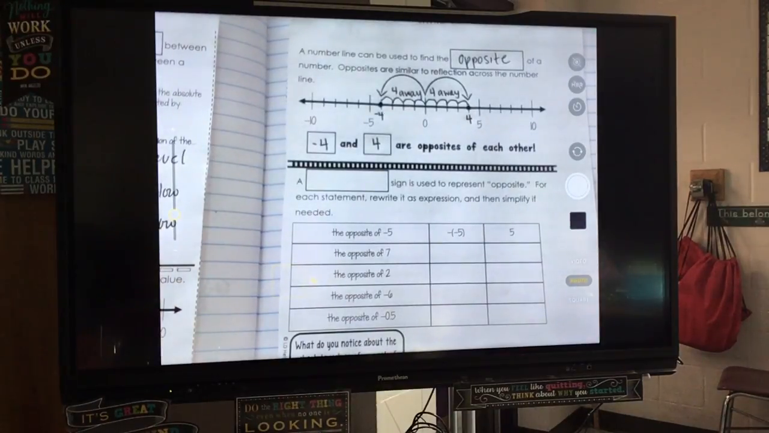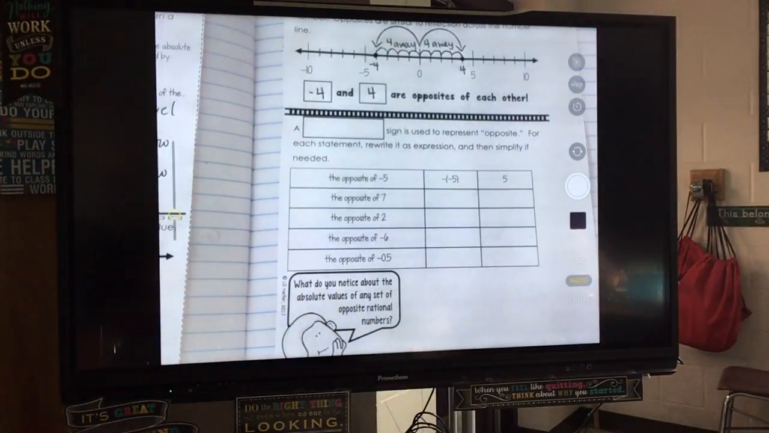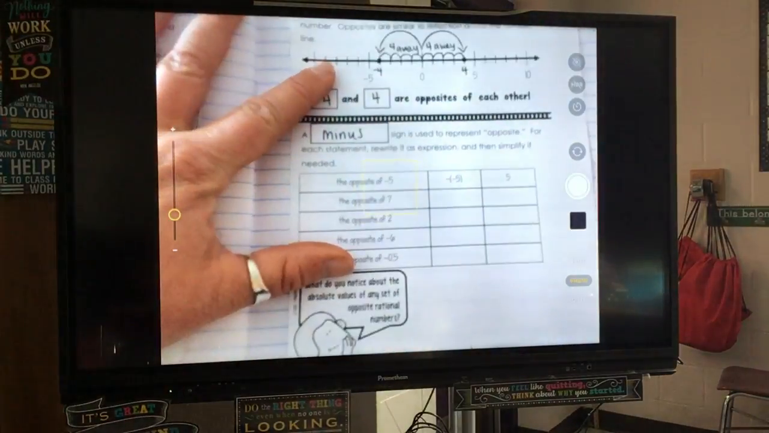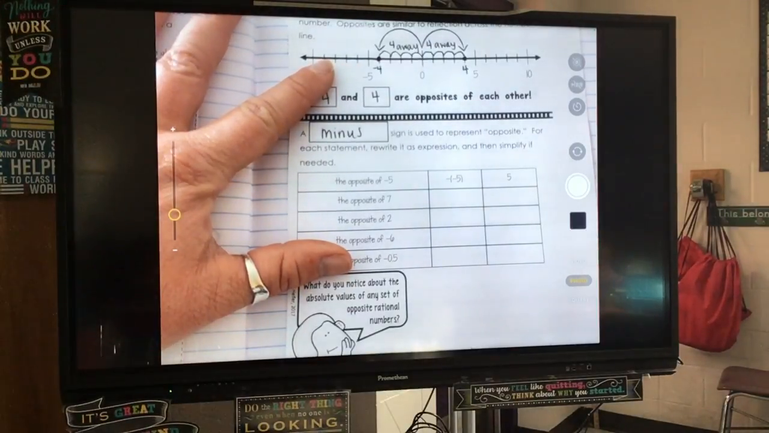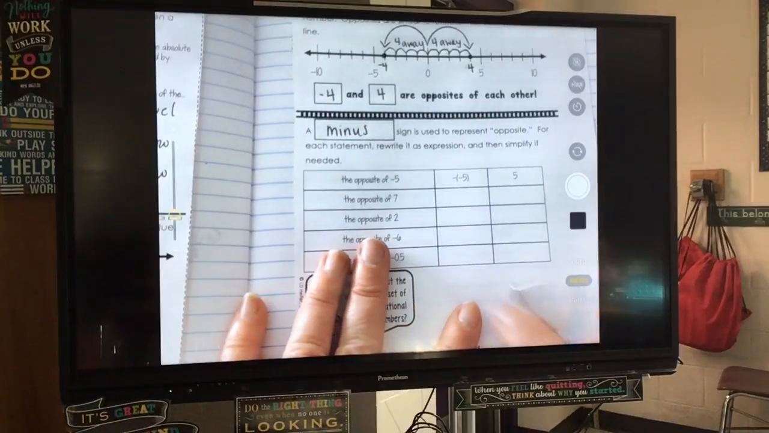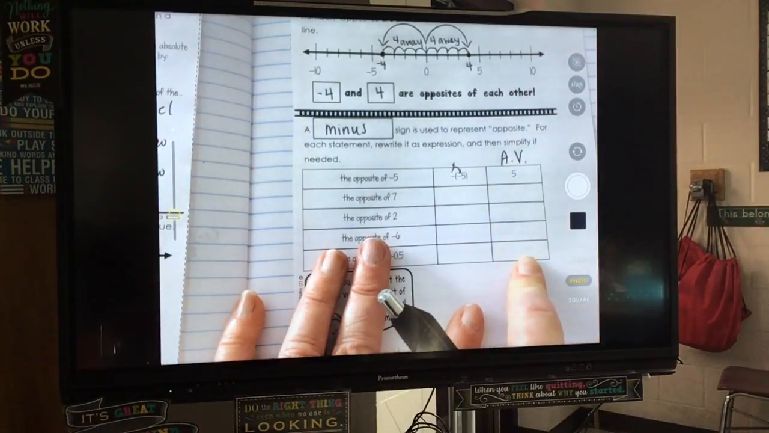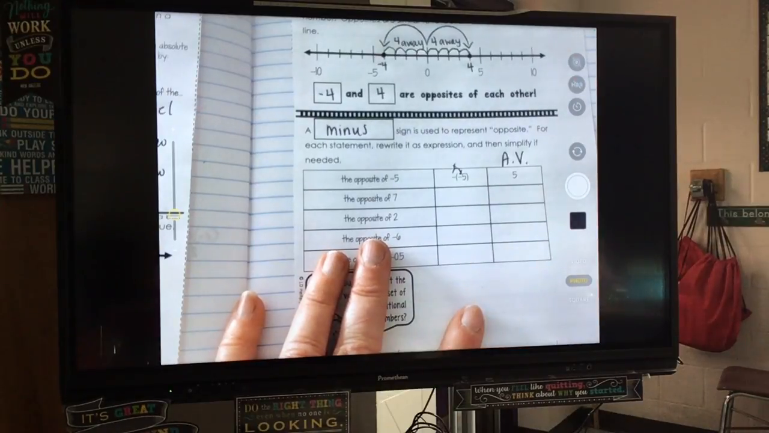Opposites are probably the easiest thing in the entire world that we are ever going to do in math. Now, I don't want you to get confused with this next sentence. It says a minus sign is used to represent opposites for each statement. Rewrite it as an expression and then simplify if needed. Essentially, the opposite of -5, this is saying you're going to multiply a negative times a negative. I don't want you to get confused. What I do want you to label though is this last column as your absolute value column, because just like you guys told me up here, each one of these numbers is 4 away. That's how we know they're opposites.